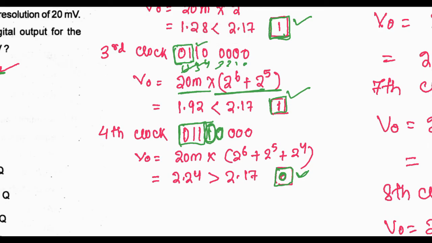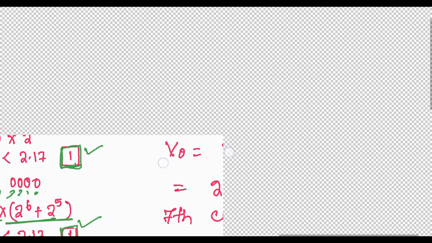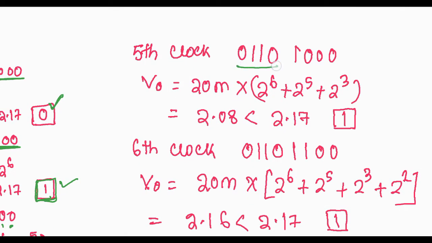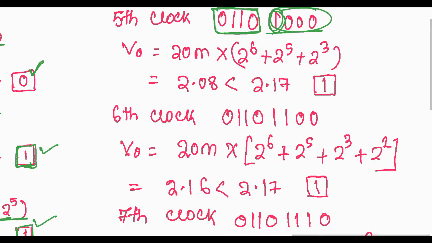So 0 1 1 0 0 1 1 0, the first 4 terms 0 1 1 0, then 1 0 0 0. These are all retained and these are constant values. Now we have to check this one, so we have taken 1, and we check: 20 milli into 2 to the power 6 plus 2 to the power 5 plus 2 to the power 3, because 2 to the power 4 has already 0. So what we are getting is 2.08, which is smaller than 2.17.